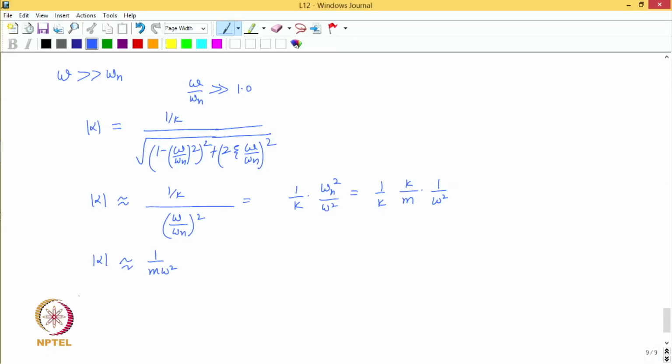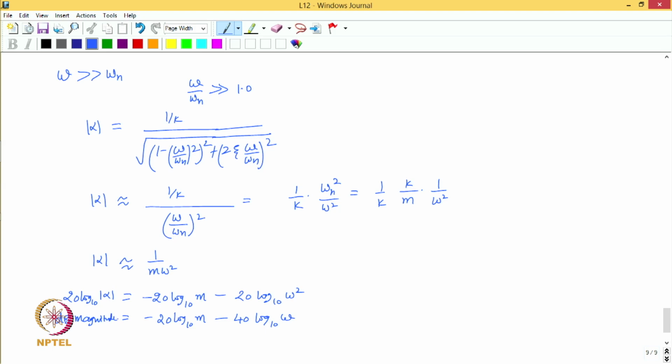If we now again take 20 log 10 on both sides, so that we convert the FRF magnitude into decibels, then we get minus 20 log 10 m, minus 20 log 10 omega square, which can further be written as minus 20 log 10 m minus 40 log 10 omega, and this is the dB magnitude of the FRF.